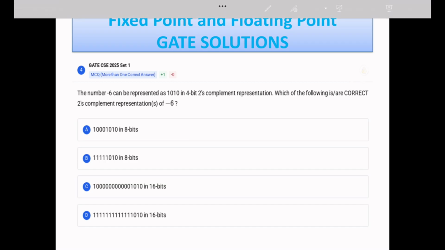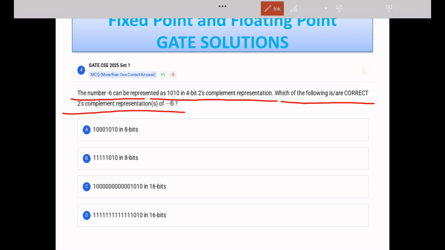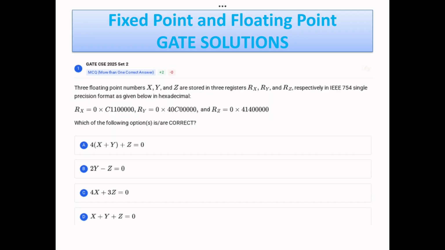Now the same question you can also see in 2025. What is he asking? The number -6, already we solved the question. 1010 in 4-bit 2's complement representation, which of the following is the correct answer? It represents -6. So this question we already explained, and again we will not explain.